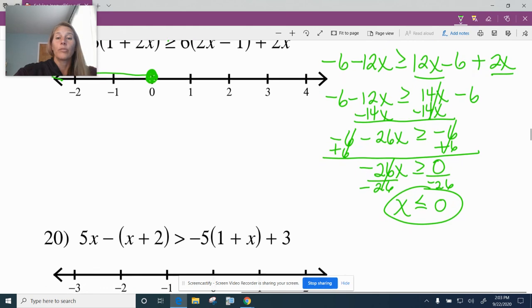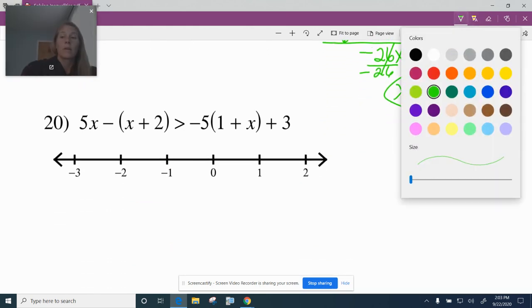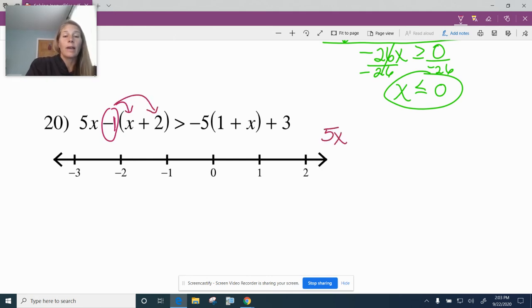Okay, and then my final problem for solving and graphing inequalities. Okay, so this one, be careful, there's a negative here, so this is kind of like distributing a negative 1, so be careful with that. So you're going to have 5x minus x, or you could write 1x if you want. Negative 1 times 2 would be negative 2. Then on the other side, we're distributing the negative 5, so we get negative 5 minus 5x plus 3.